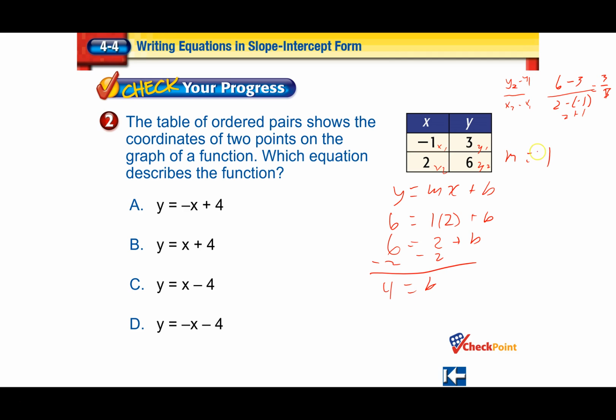So punch it all in. Got a slope of 1, and b of 4. Put it into my equation: y equals 1x plus 4. Convert that really quick to y equals x plus 4. Bam. There we go.